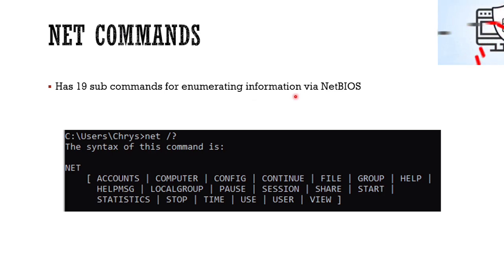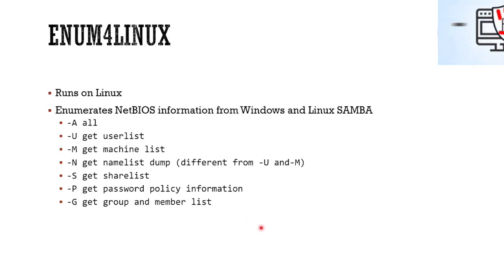Enum4linux is another tool. It's a query tool that will run on Linux. I can't imagine with that name. It will enumerate NetBIOS information from Windows or Linux Samba. And you would say enum4linux, and then what do you want? Tack all, get user list, get machine list, get share list, get password policy, and the like. Or get group and member list. Here's an example here. So I want to enumerate stuff, and I'm just getting information about shares.